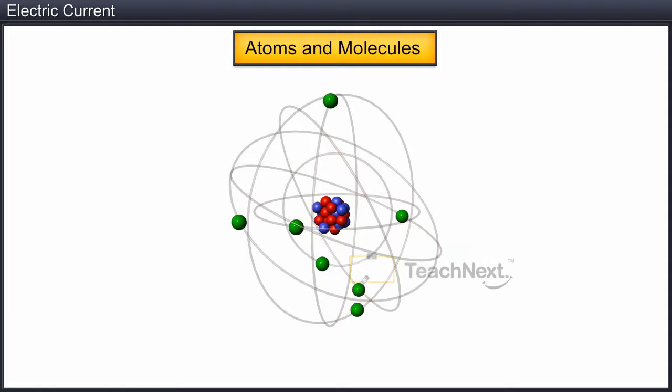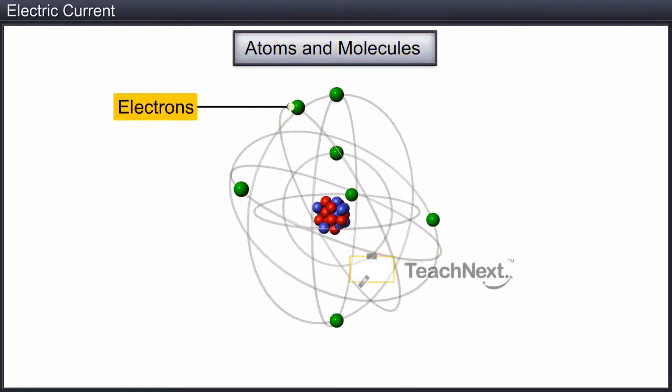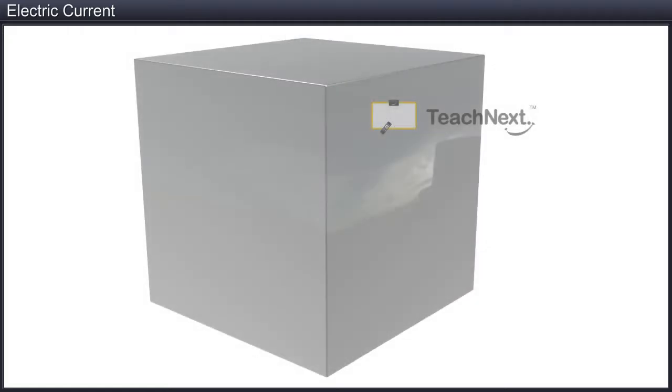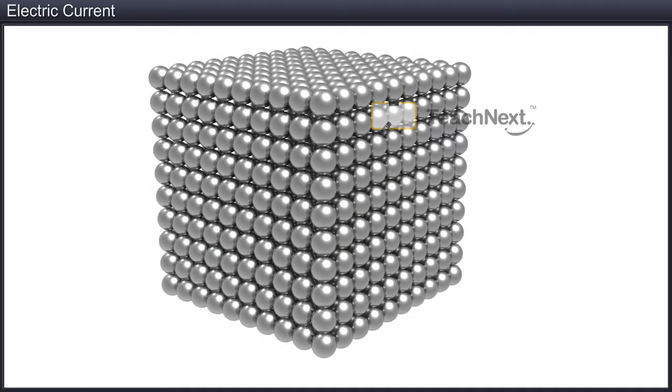What are these moving charged particles that constitute an electric current? In individual atoms and molecules, the negatively charged electrons and positively charged nuclei are bound to each other and therefore are not free to move independently. Bulk matter is made up of a very large number of atoms and molecules, which are so closely packed that the electrons are no longer attached to individual nuclei.